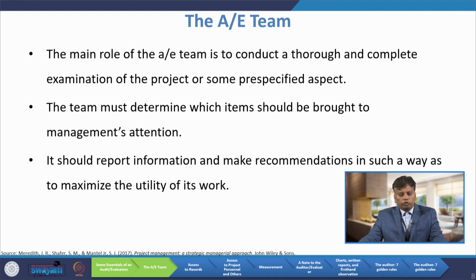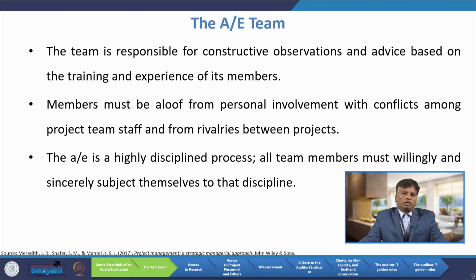So, the main role of the audit team is to conduct a thorough and complete examination of the project or some pre-specified aspect. The team must determine which items should be brought to management's attention. It should report information and make recommendations in such a way as to maximize the utility of its work. The team is responsible for constructive observation and advice based on the training and experience of its members. Members must be aloof from personal involvement with the conflicts among project team staff and from rivalries between projects. So, the audit team is a highly disciplined process. All team members must willingly and sincerely subject themselves to that discipline.